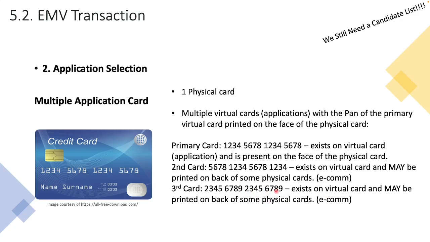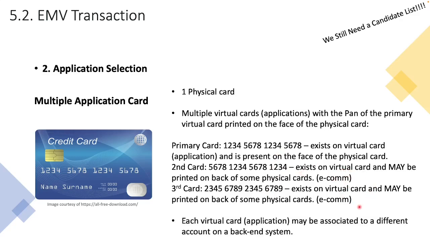It's not always printed. Some issuers don't print the other virtual application PAN numbers. They only print the primary ones. So it depends on which issuer and what their rules are around this. It's always a good idea to print them all, just to give the cardholder all the options in terms of which card they'd like to use for e-commerce transactions. Okay, and each virtual card or each application may be associated to a different account on a backend system.